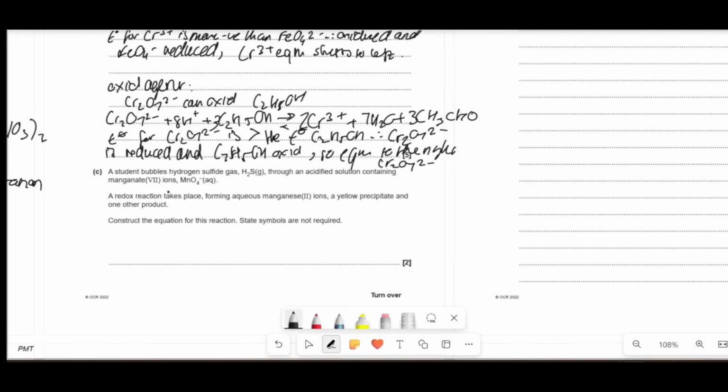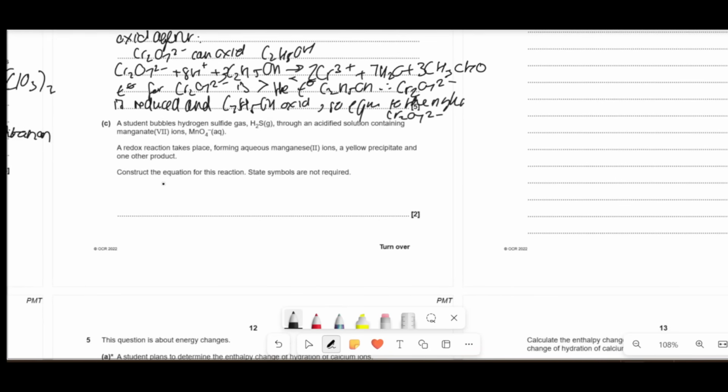So now it says, a student bubbles hydrogen sulfide gas through an acidified solution containing manganate ions. A redox reaction takes place and you get aqueous manganese ions, a yellow precipitate, and one other product. Construct an equation. When you're doing this, just think about what they've already told you in the question and what can definitely come up. They've told you there's hydrogen sulfide with manganate ions. So we know that definitely in this equation on the left, it's going to say H2S and MnO4-, no matter what. All the other bits and bobs we can work out.